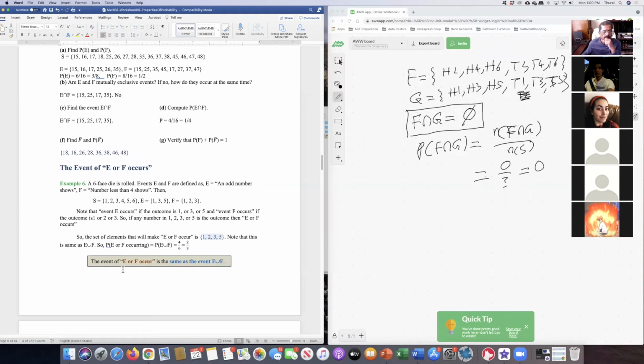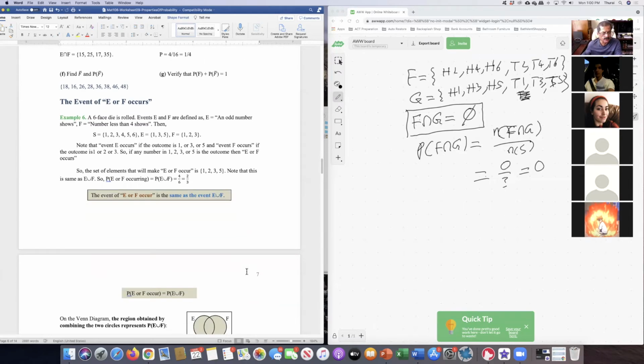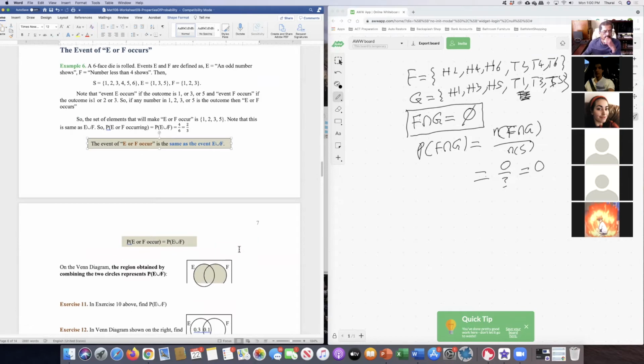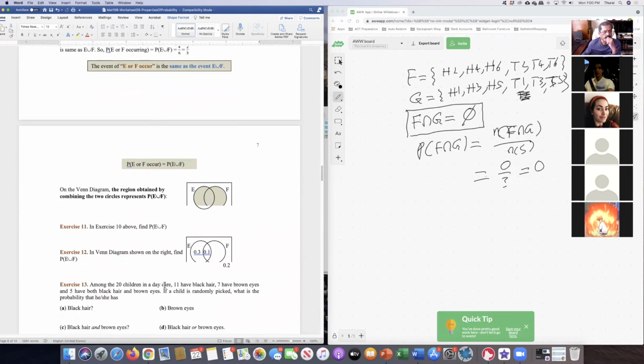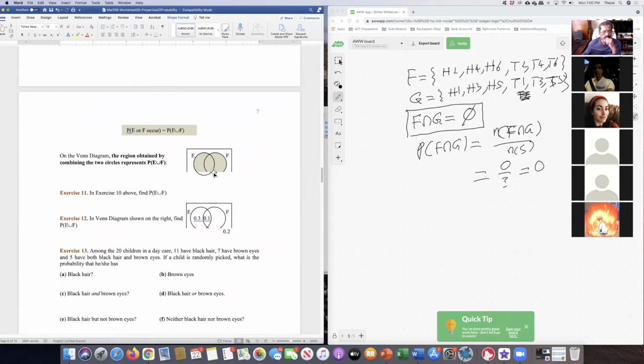So the event of E or F occurring is the same as E union F occurring. So whenever they ask for the probability of E or F, you need to find the probability of the union. In this Venn diagram, I have shaded the two circles together to represent the event E or F occurring, or E union F occurring.